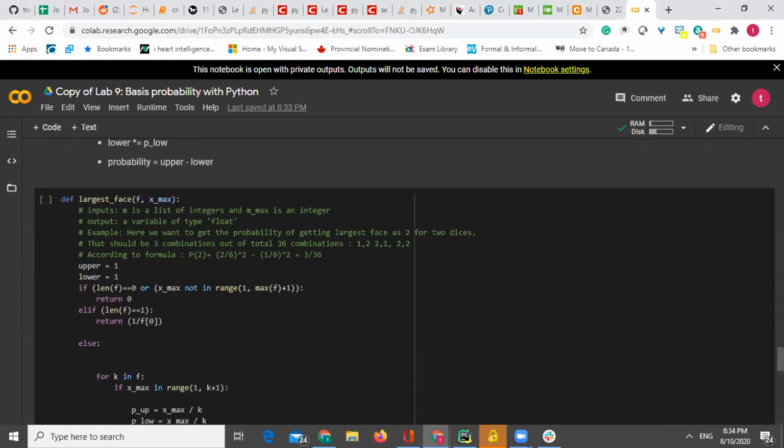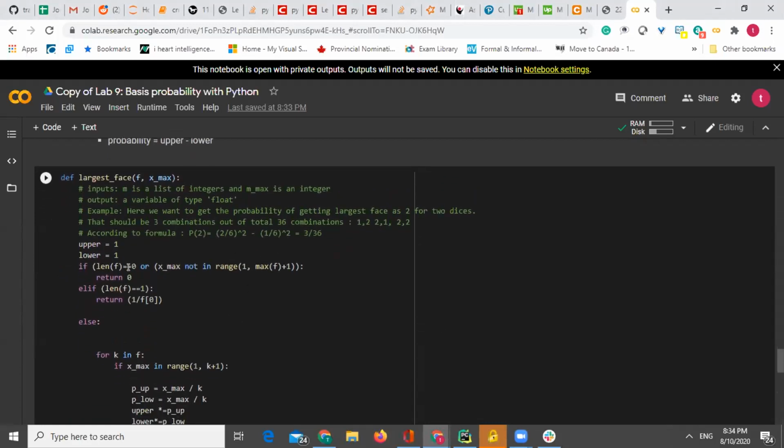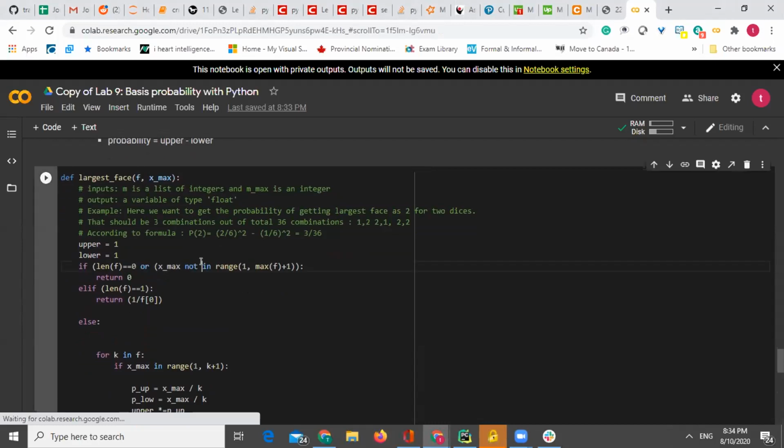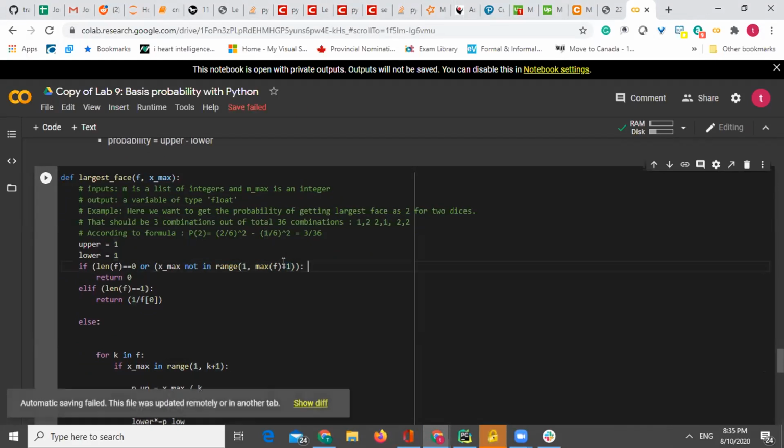Upper is equal 1, lower is equal 1. If F length is equal 0, is mass enough in range 1. Why is it plus 1? Yeah, to be sure that we are counting all the faces. When you use range, if you don't add +1, you won't take into account the last value. For example, if you got a dice of 4 faces, it will take 1, 2, and 3. You won't take the 4th face into account. Okay.